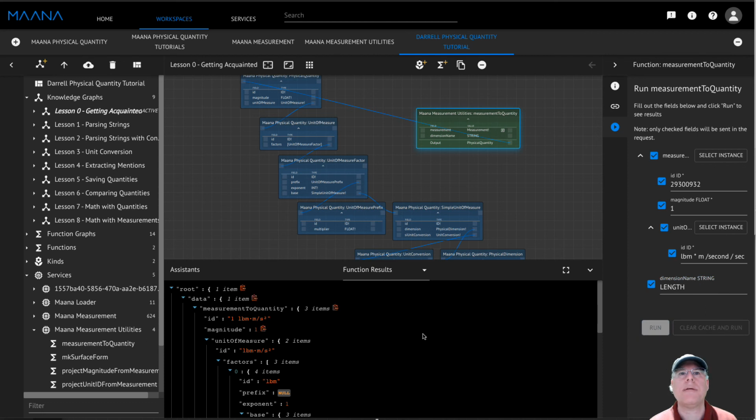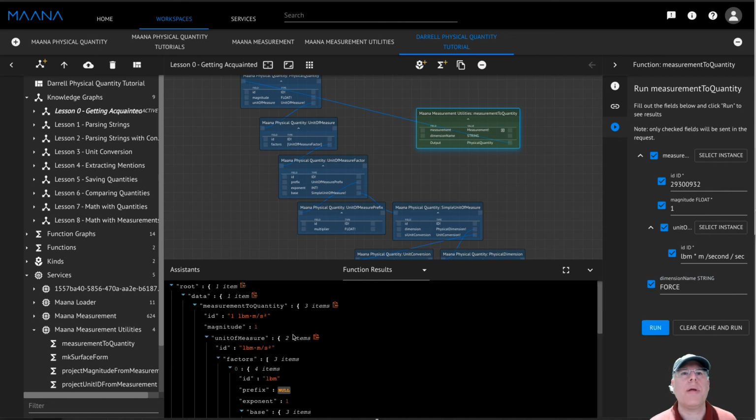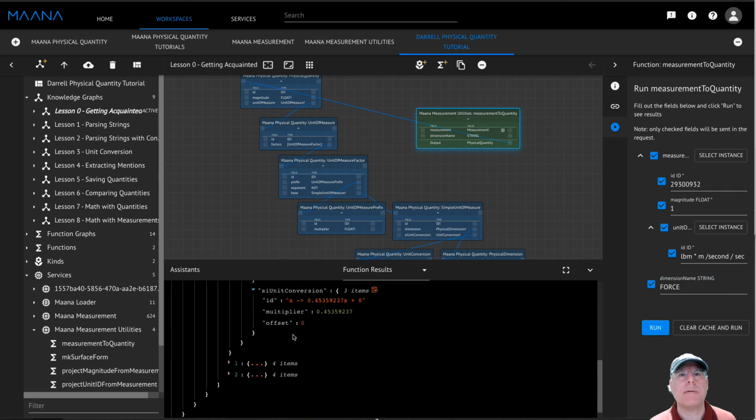So when we run this, after a moment we can see that it returns null. Okay, that's good. We have successfully guarded against using that input when we require a length. Now this strange unit of measure here, mass length per time, that's actually a force. If we put force in here and run, we would expect that it returns the physical quantity that we previously obtained, and it does.